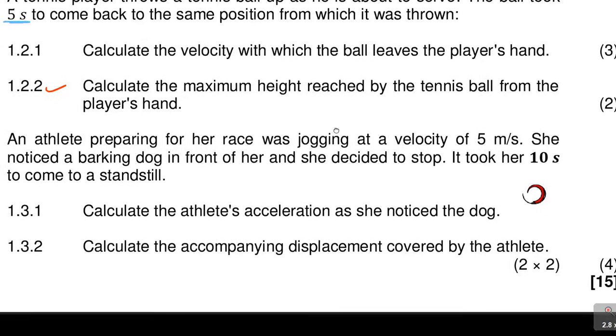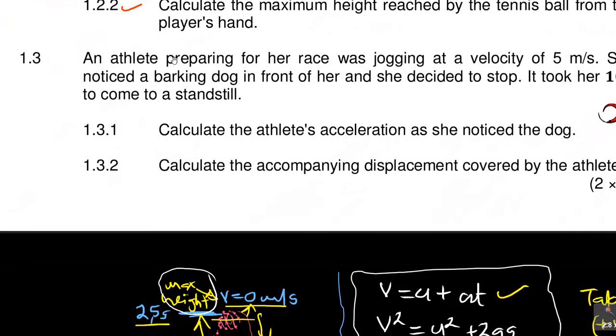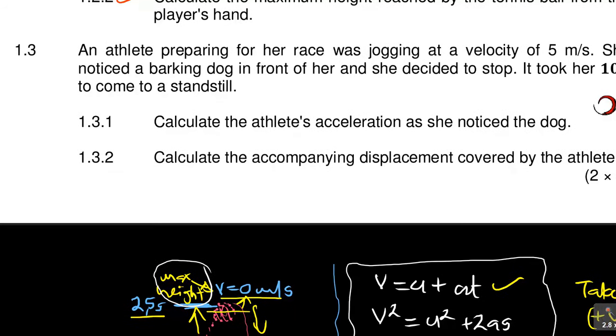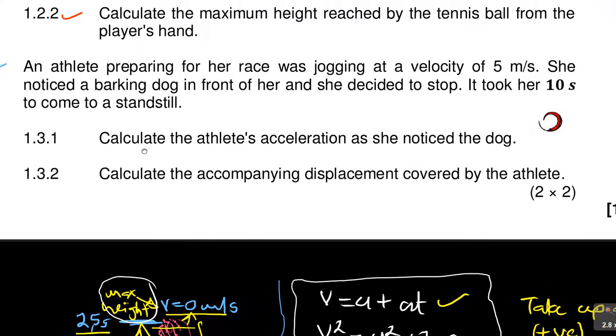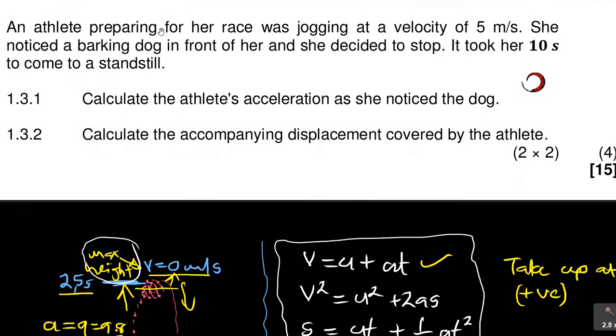Okay, that is that part, so it's 2 marks. So let us move on to question number 1.3. Question 1.3 says an athlete preparing for her race was jogging at a velocity of 5 meters per second. She noticed a barking dog in front of her and decided to stop. It took her 10 seconds to come to a standstill.